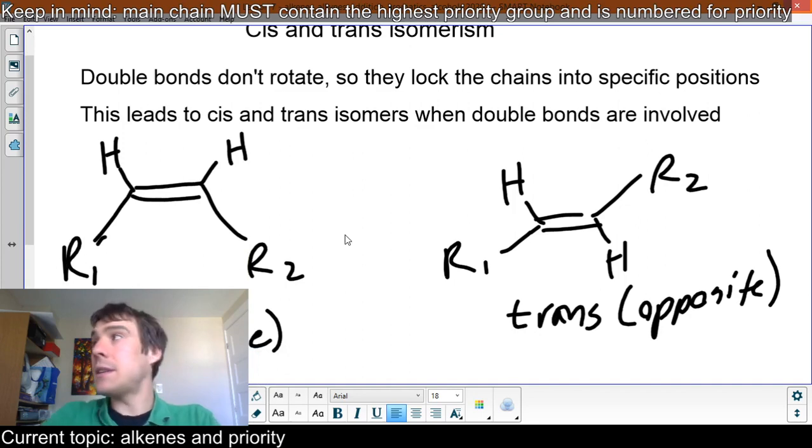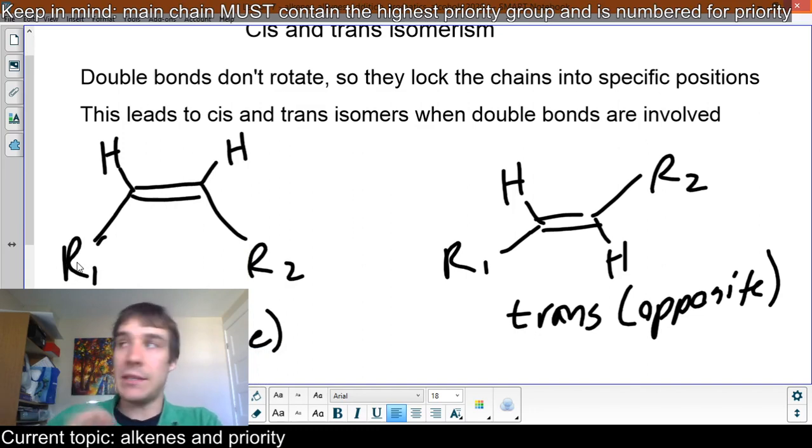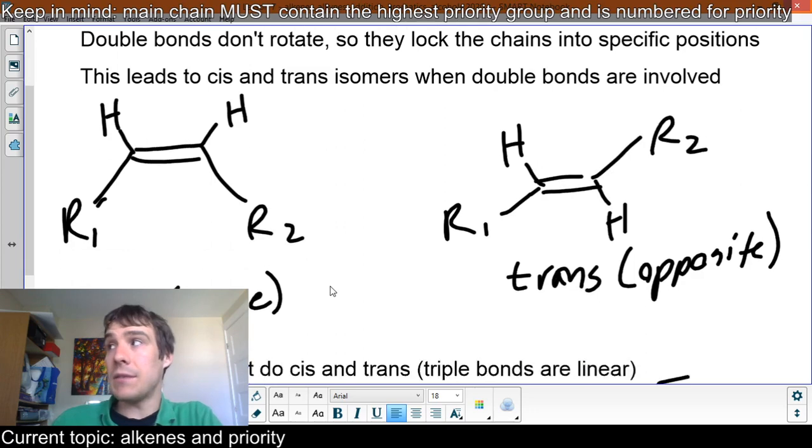One other thing to watch out for is cis and trans isomerism. This is the first time we're going to see R groups. R just means the rest of the molecule. It means another carbon chain somewhere. It could have other stuff on it, things that aren't hydrogen. Something organic going off this way and something organic going off this way.